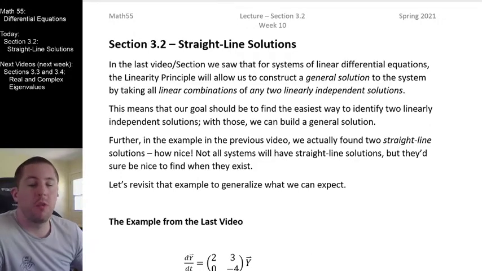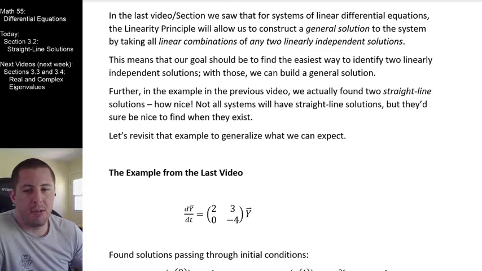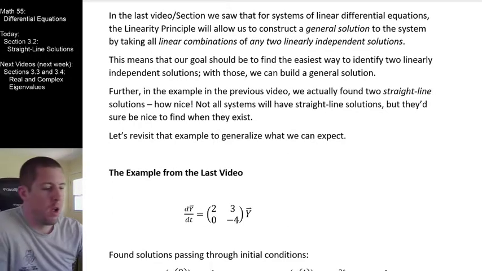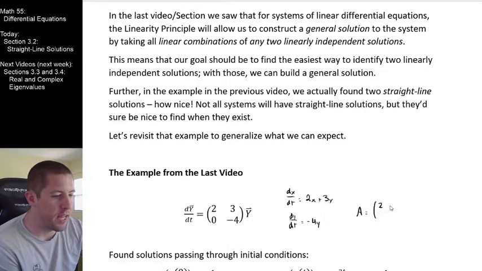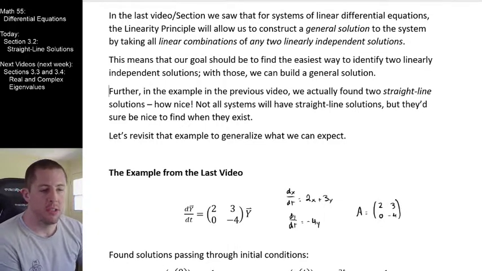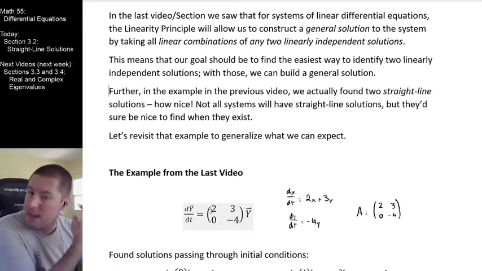So we want to revisit our example from the previous video to see what we can expect to happen today. In our previous video's example, we were given this differential equation. What this really represents is dx/dt being 2x plus 3y, and dy/dt being negative 4y. Our A matrix is 2, 3, 0, negative 4. That's our coefficient matrix, and this is our way of representing a system of differential equations in matrix vector form.